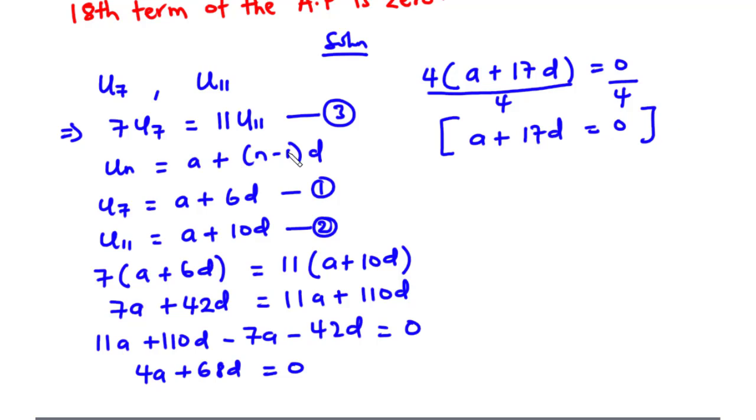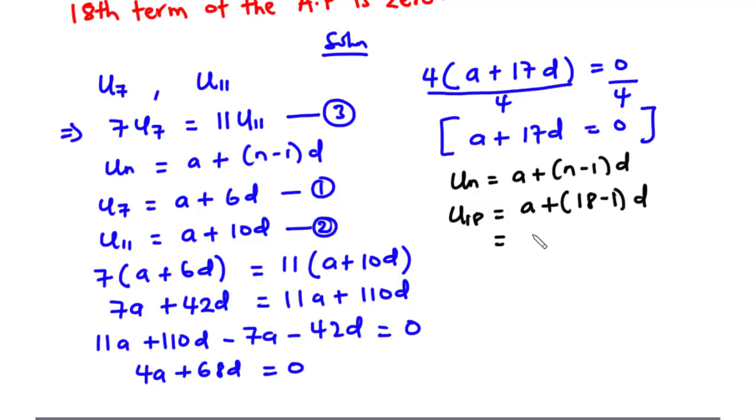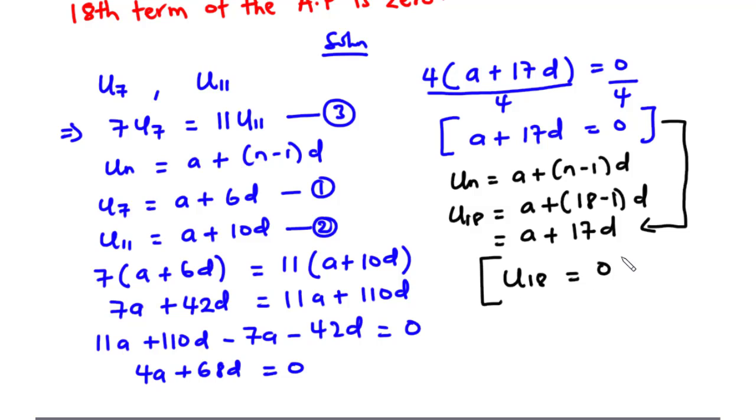Now remember that the general term of an AP is equal to A plus n minus 1 times D. So the 18th term will be equal to A plus 18 minus 1 times D. So we have A plus 18 minus 1 is 17 times D. So this is the same as this, which means that U18 is equal to 0, hence the proof.